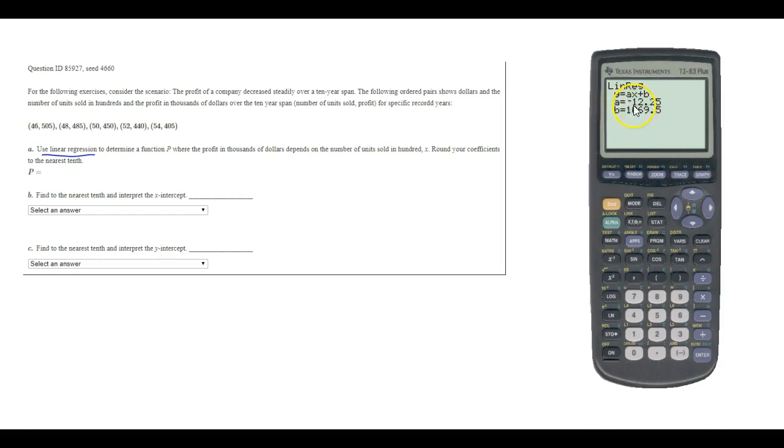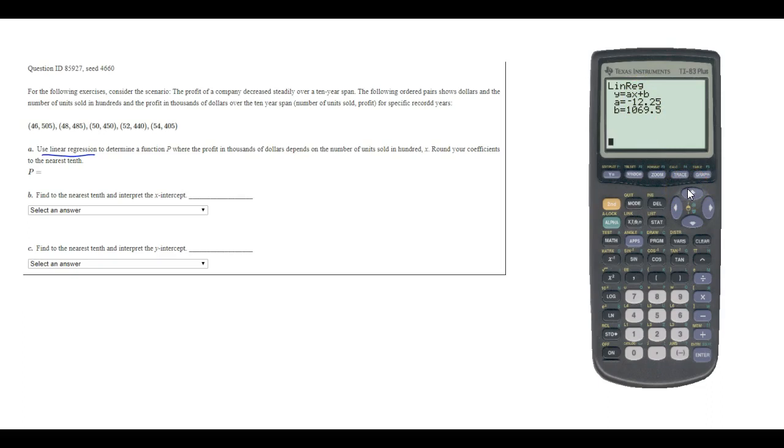So there is our profit function: it's going to be negative 12.25x plus 1069.5. So that would be my profit function that we got from the calculator finding the linear regression line for us, or the line of best fit if we actually would graph this on the calculator.